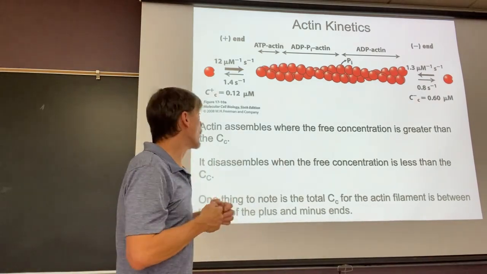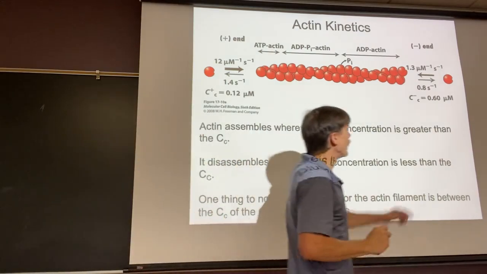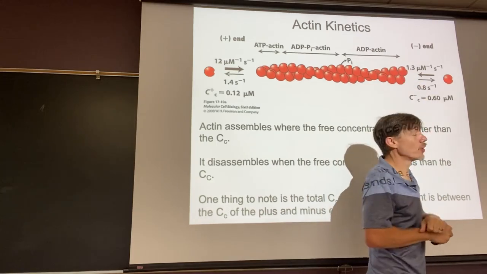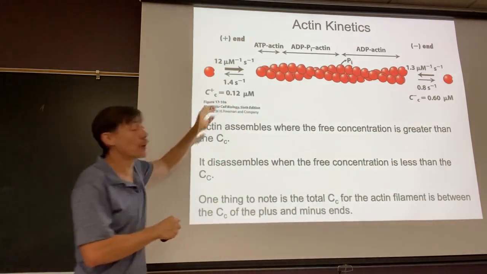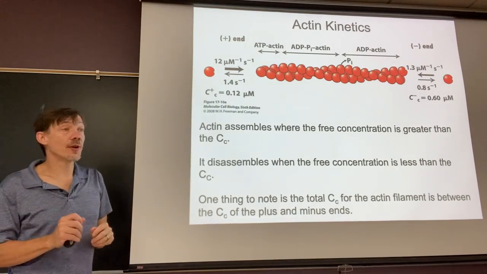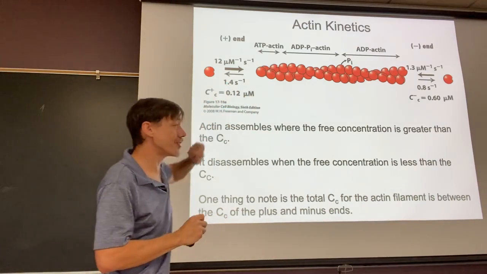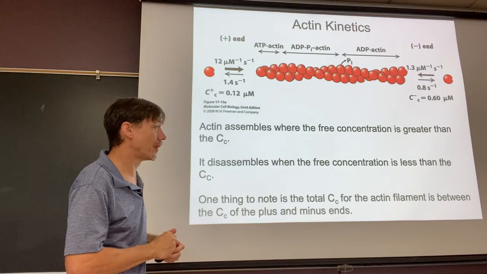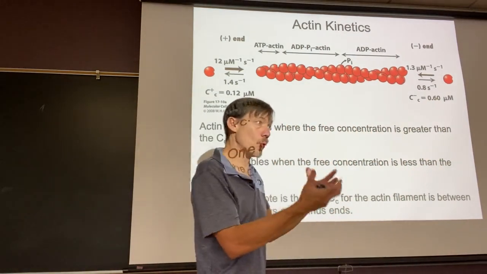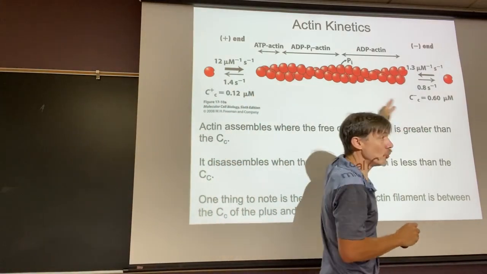So if you think of it this way, if we had a concentration of 1 micromolar, is 1 micromolar greater than 0.6? There would be assembly on the minus end, and there would definitely be assembly on the plus end as well. If we had a concentration of 0.1 micromolar, would there be assembly or disassembly on the plus end? Disassembly, and then at the minus end? Of course. So for the filament as a whole, the critical concentration is going to be between these two numbers.